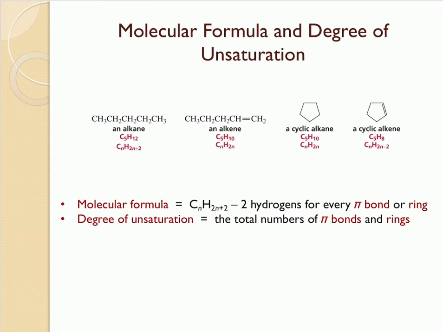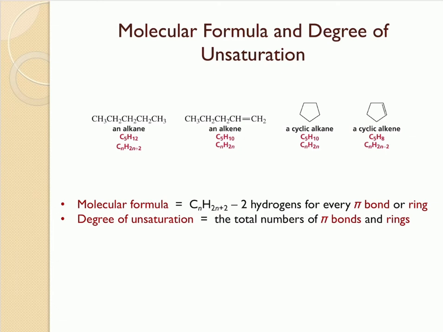In the case of cyclic alkane, since it has one ring structure, it is going to have 2 hydrogens less from the original alkane, and therefore it is going to be CnH2n. Similarly, a cyclic alkene has one ring structure and also one pi bond. So together, there are 2 degrees of unsaturation, and therefore there should be 4 hydrogens less from the original alkane, or 2 hydrogens less from the general alkene. So it's going to be CnH2n-2.